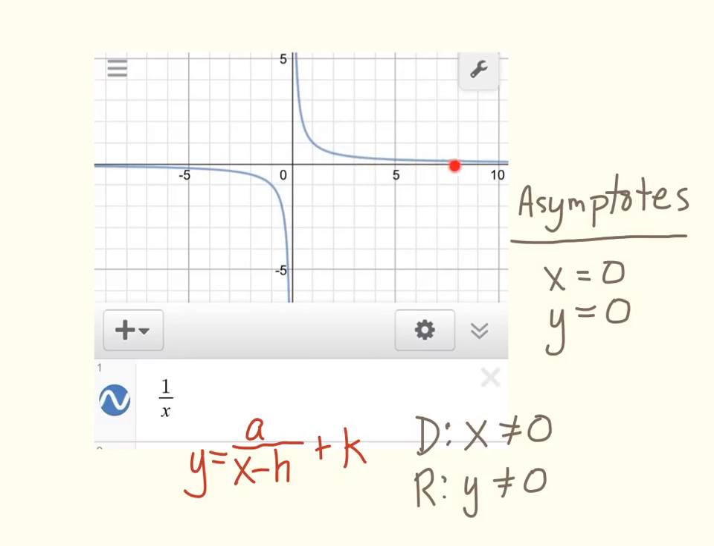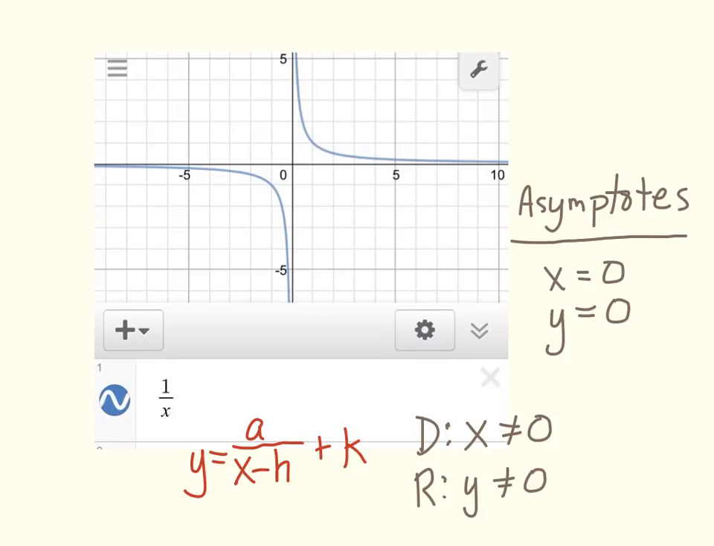This blue line never touches, it gets real close, but never touches the line y equals 0. There's also an asymptote at x equals 0. These two blue lines will get really, really close, but will never touch the line x equals 0. Which means that the domain is all of the real numbers except x is not equal to 0. And the range is all the real numbers except y is not equal to 0.